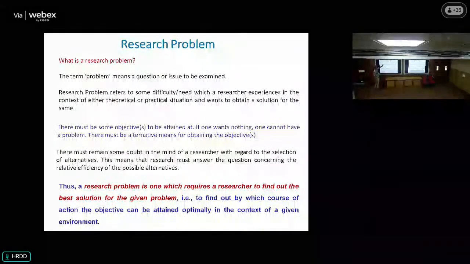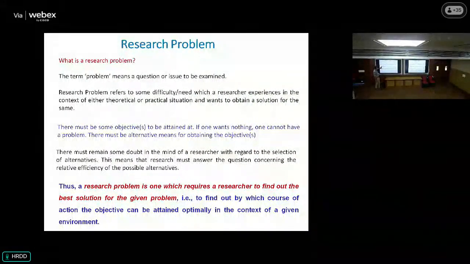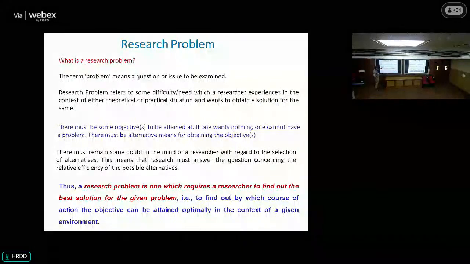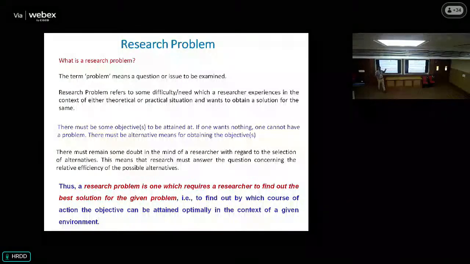Research problem refers to some difficulty. A problem is a difficulty, a need which a researcher experiences in the context of either a theoretical or practical situation and wants to obtain a solution for the same. There must be some objectives to be attained. If one wants nothing, one cannot have a problem. There must be an alternative means for obtaining the objectives. There must remain some doubt in the mind of a researcher. So always that doubt will remain.